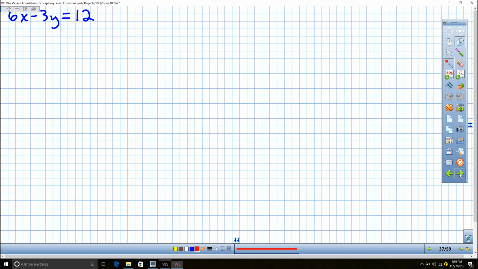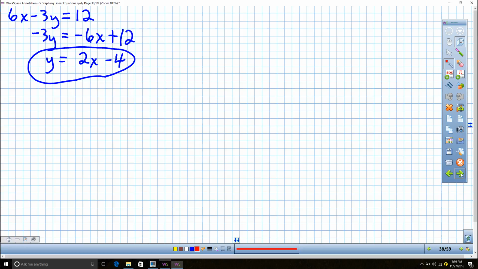So let's graph this equation by making a table of values. To do that, we need to first solve the equation for y. So I need to get rid of the 6x that is added to the negative 3y by adding a negative 6x to both sides. Then I need to get rid of the negative 3 that is multiplied by dividing both sides by negative 3. So my equation, in simplest form, is really just y equals 2x minus 4.